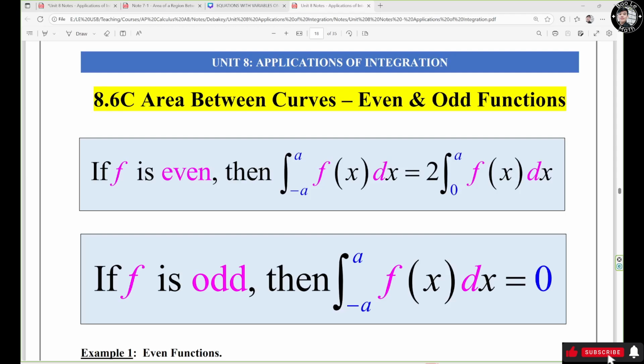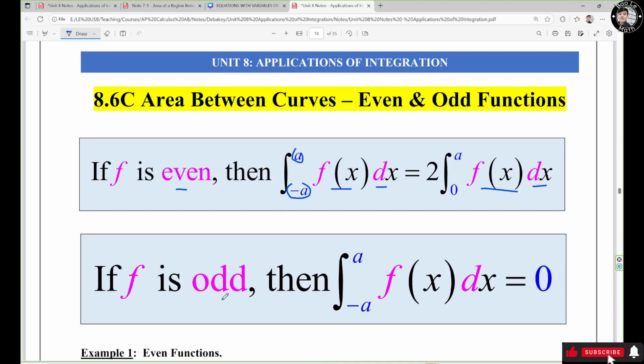Hello everyone, in this video we're going to explore topic 8.6c, area between curves with even and odd functions. We have two formulas. The first one: if the function f is even, then the integral from negative a to a of f of s ds equals 2 times the integral from 0 to a of f of s ds. It tells us that the function f of s is symmetric about the y-axis.